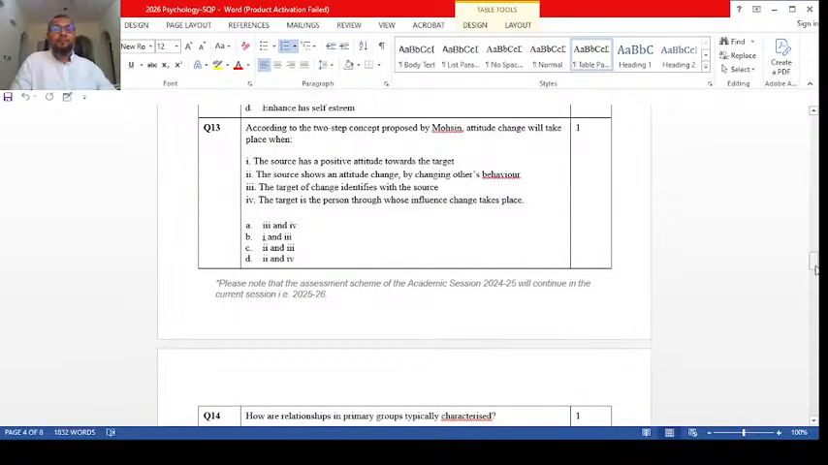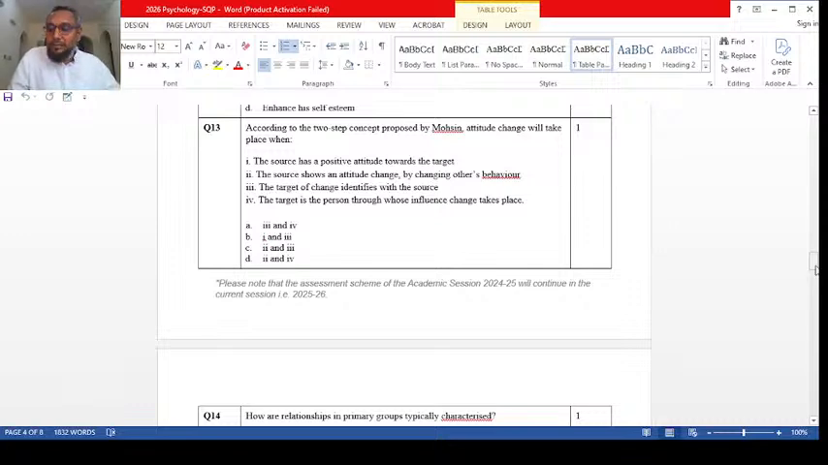Question number 13. According to the two-step concept proposed by S.M. Mohsin, attitude change will take place when: the source has a positive attitude towards the target; the source shows an attitude change by changing others' behavior; the target of change identifies with the source; the target is a person through whose influence change is going to take place. So according to the two-step concept, you need to identify which is the right answer. This is basically called higher order thinking for you.